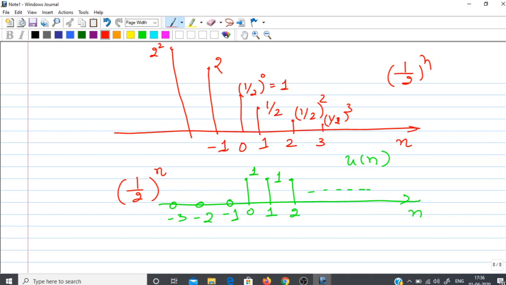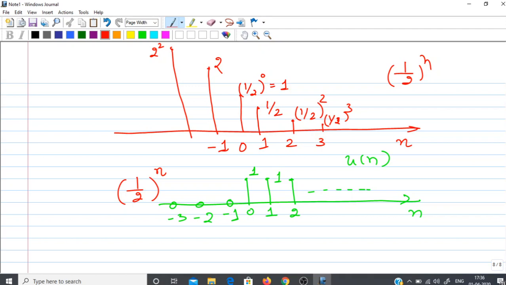For un, the values are either 1 or 0. And you know, 1 multiplied by anything remains the same, and whenever you multiply by 0, that number becomes 0. So when you multiply half to the power n with un on the negative side, it would become 0, because at minus 1 it is 0. So 0 into 2 would be 0, 4 into 0 would be 0, and so on. So on the negative side, this multiplication will result in 0 values.